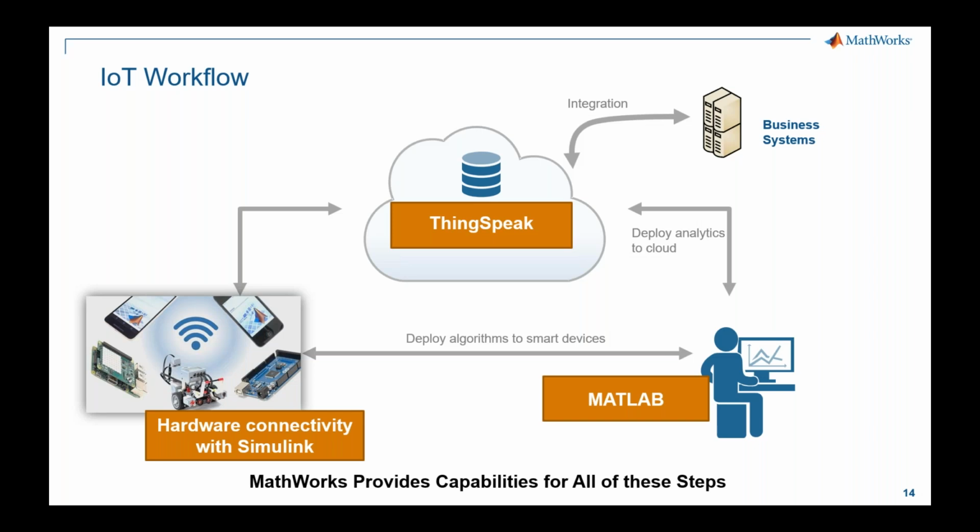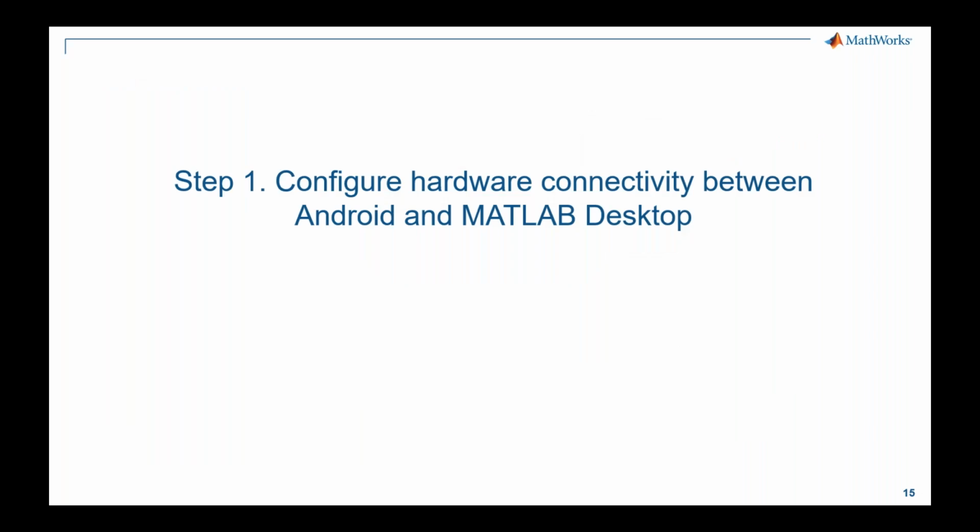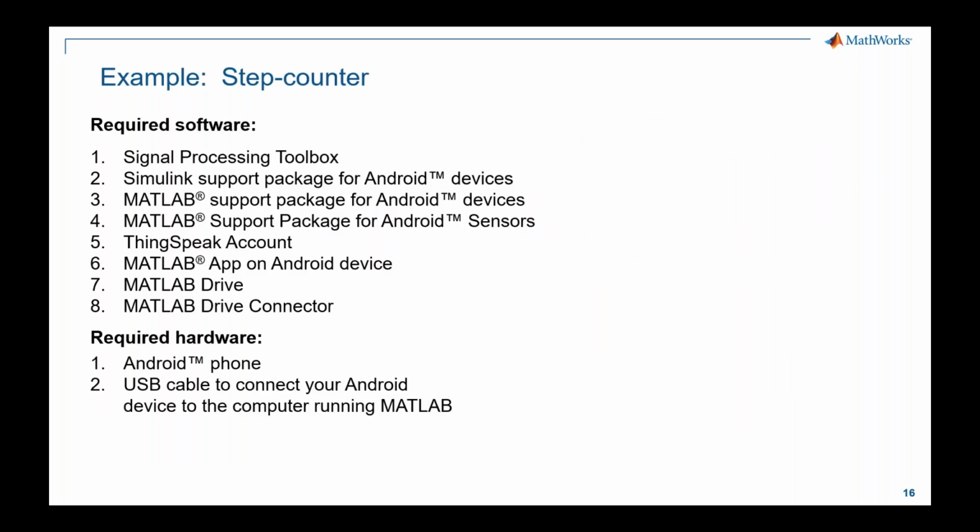So how do we do that? We are going to use the accelerometer sensor on our Android phone, and we're going to analyze the accelerometer data in MATLAB. That means we need to interface our MATLAB with our Android phone, right? So step one is to configure hardware connectivity between Android and MATLAB desktop. For this particular example, we'll need the Signal Processing Toolbox as well as the Simulink Support Package for Android devices. This can be gotten from add-on support packages. I'll show you where that is, and a list of other things, and these will be in the PPT, which will be shared later.